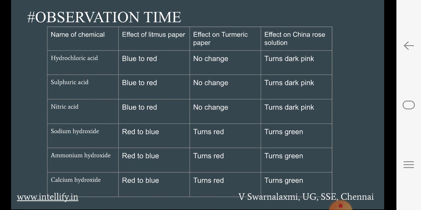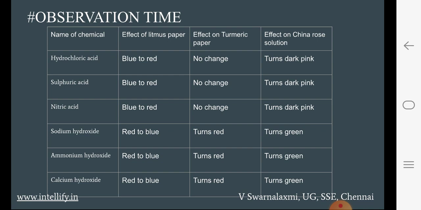So we found that, as the name suggests, hydrochloric acid turned blue litmus to red, right? And what was the effect of turmeric paper? There was no change because it is acidic in nature. Effect of China rose solution, it turned the hydrochloric acid solution dark pink in color. This means hydrochloric acid is a perfect acid.